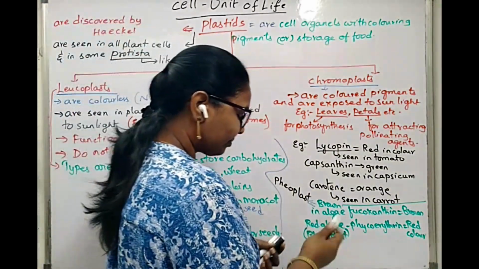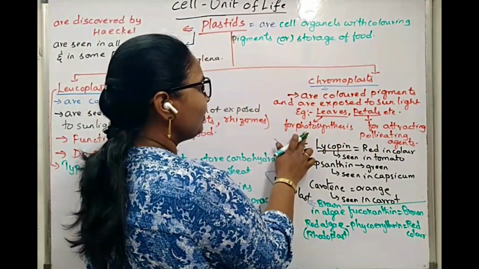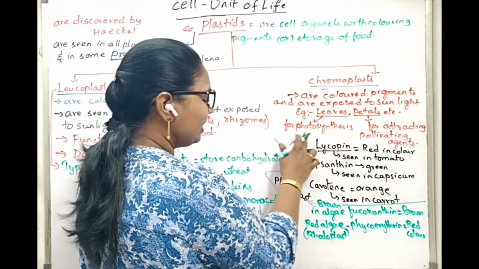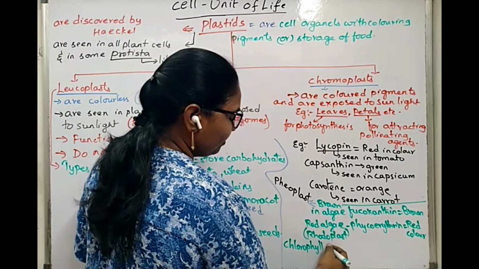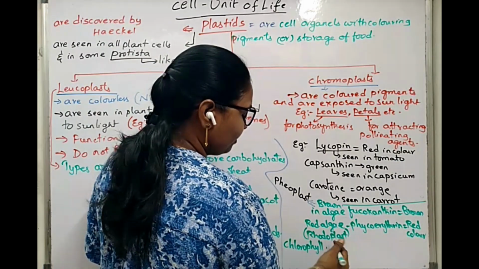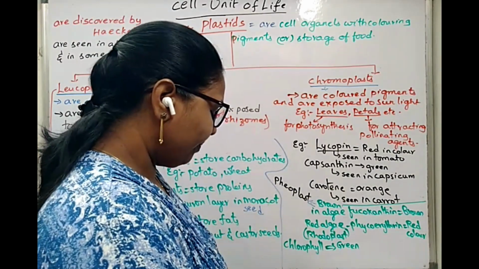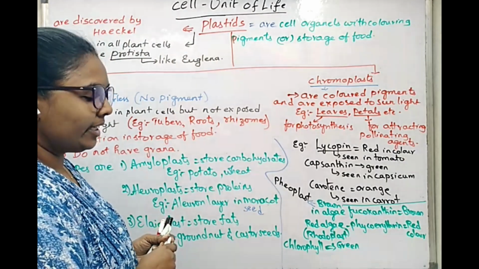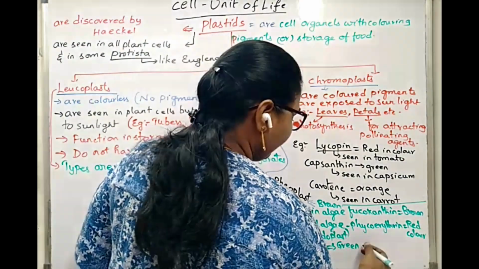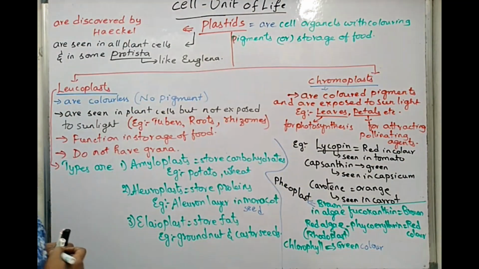Next, in case of normal leaves, the coloring pigment in chloroplast is green in color, that is chlorophyll. It is responsible for photosynthesis in higher plants or all the photosynthetic green plants. Green color pigment. So these are important points related to plastids.